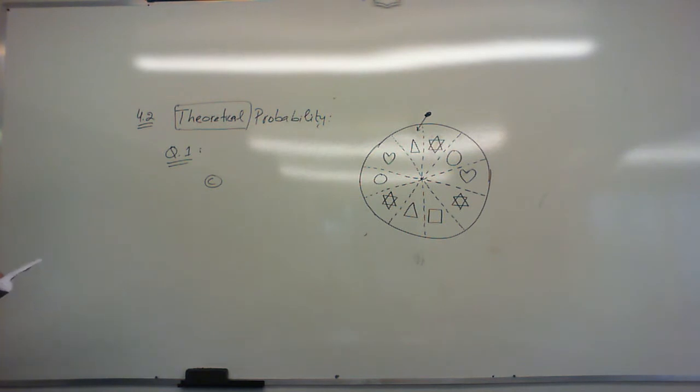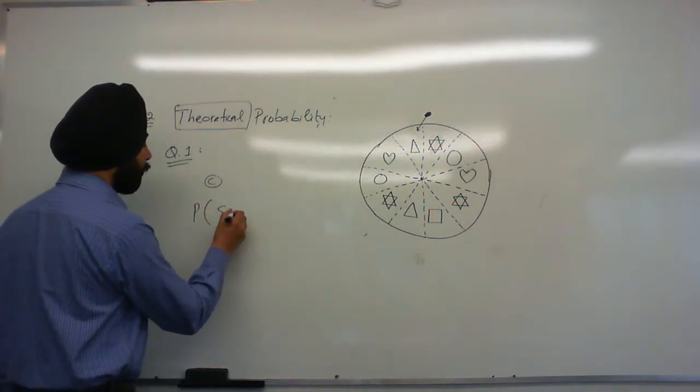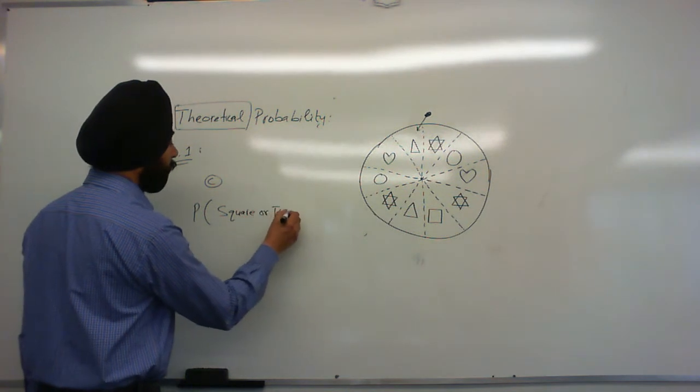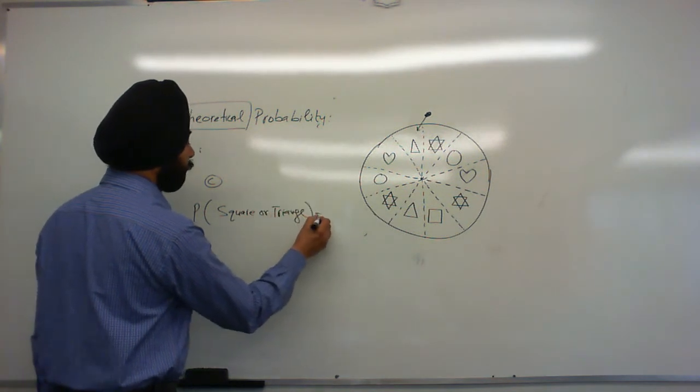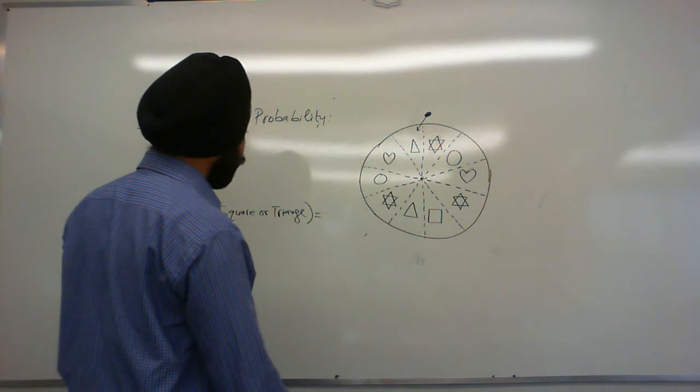What's the probability that the spinner will stop on a square or a triangle? How will you find this? Square or triangle, both of them together. By adding them together? Yes, square and triangle will be added.